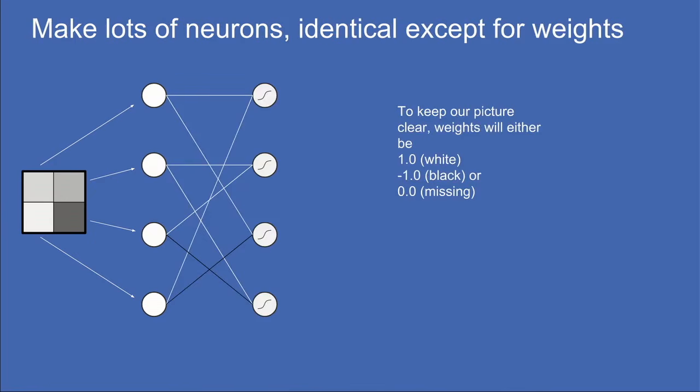Now we don't have to do this just once. We can do it as many times as we want with different weights. And this collection of weighted sum and squash neurons, you can think of it as a layer, loosely inspired by the biological layers of neurons in the human cortex. So each of these has a different set of weights. Here, to keep our picture really simple, we'll assume these weights are either +1, white lines, -1, black lines, or 0, missing entirely. So in this case now, we have our layer of neurons.